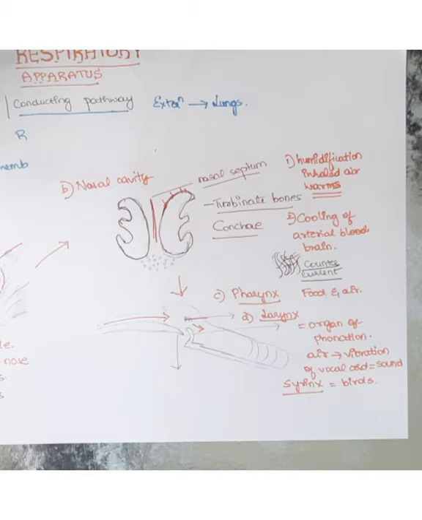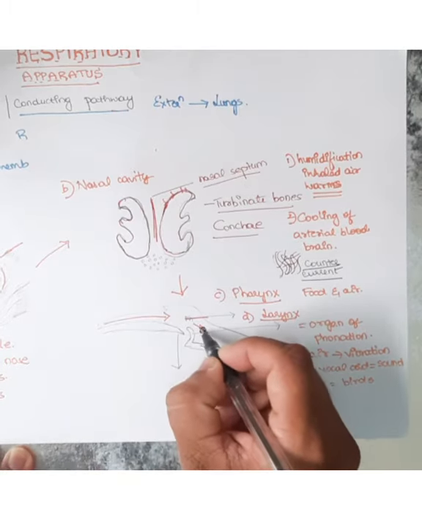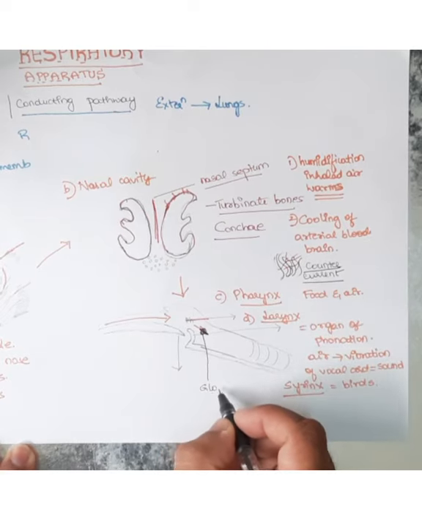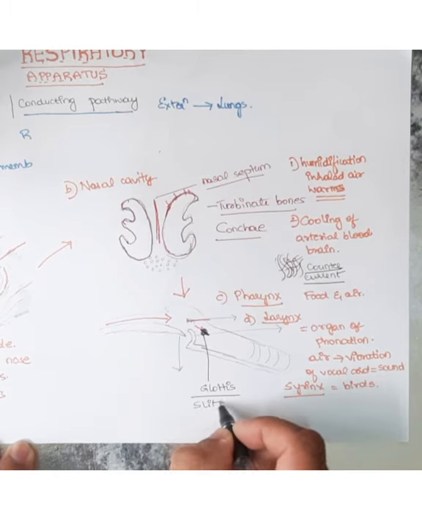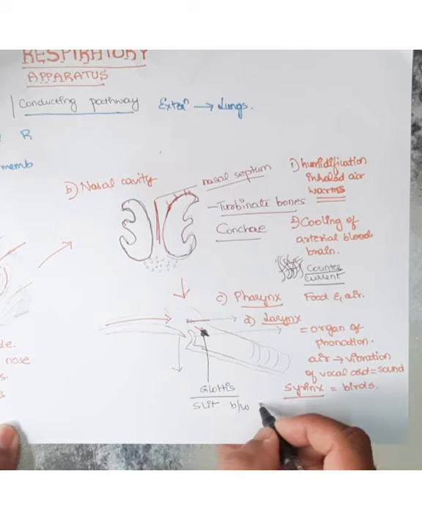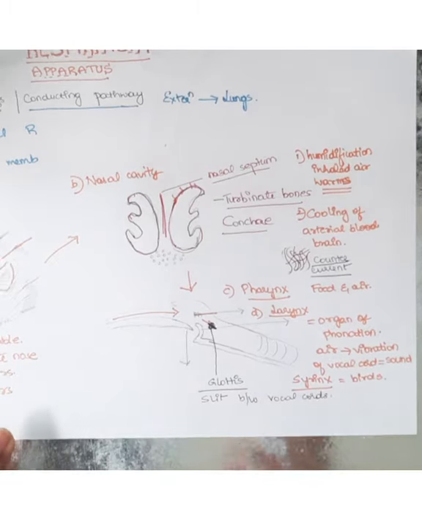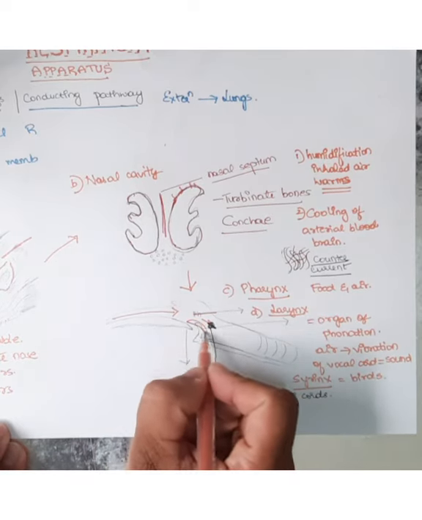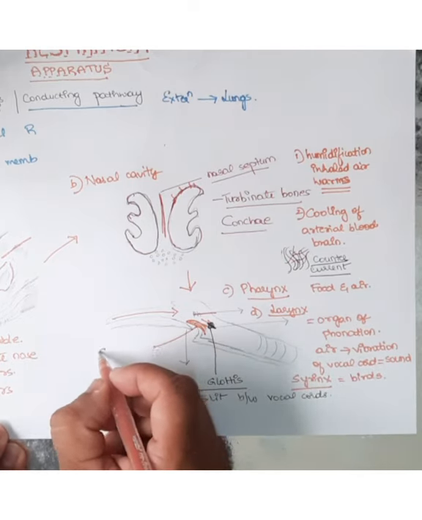So we do have a structure called the glottis. Glottis is the slit like opening between the vocal cords. Cranial to the glottis, they have the extension which is referred to as the epiglottis.